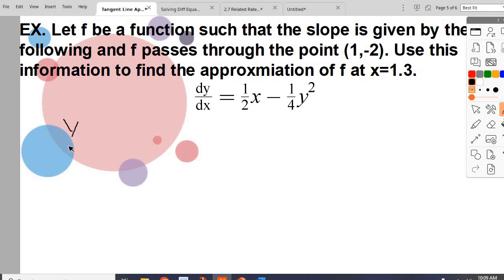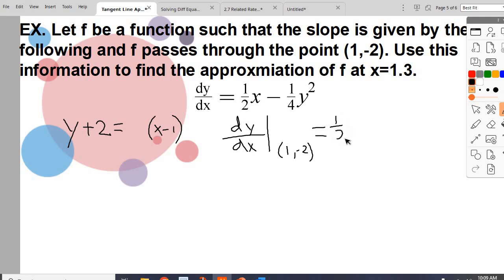So I'm going to have y, technically plus 2, right? Because it's minus a negative 2, equals, we're going to have to find our slope here in just a second. Now, what is our slope in general? What are we using as our slope? The derivative. So this time, instead of having to take the derivative and plug in, they just give us the derivative equation, so we just have to evaluate that derivative at the point that they give us. Yes? So I have 1/2 times 1 minus 1/4 times negative 2 squared.